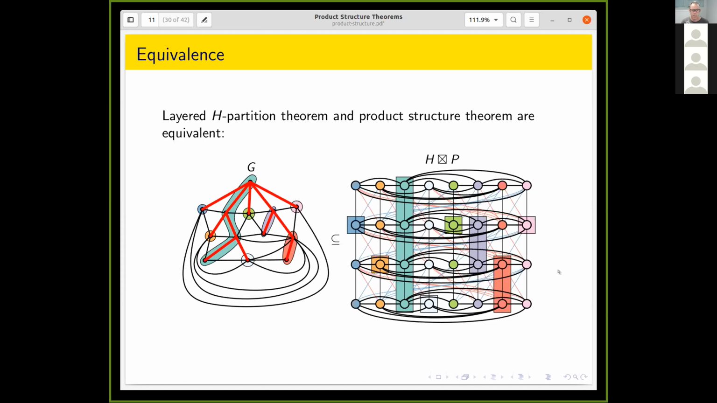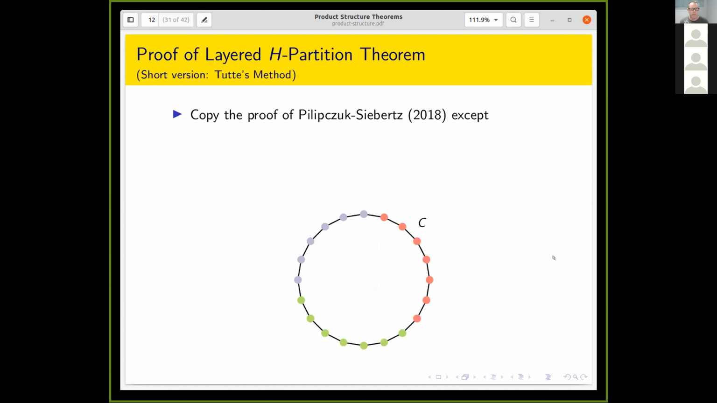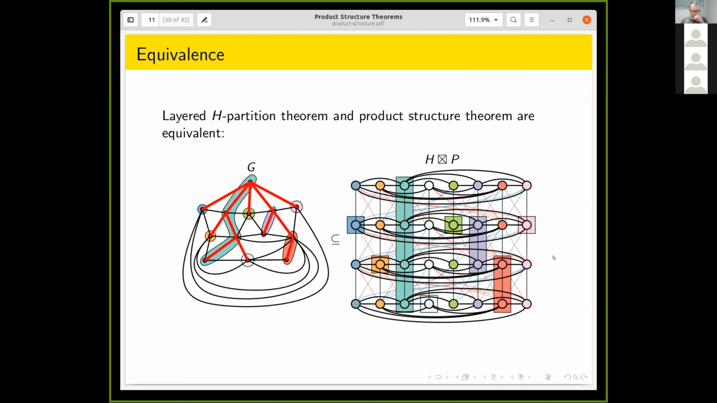And now just check the definitions carefully, and you'll realize that if 2 vertices are adjacent in G, then their corresponding vertices are adjacent in H times P. So those two theorems are equivalent. And what does the proof of that? So that's called the layered H partition theorem, or that's what I'm calling it today. What does the proof of it look like?